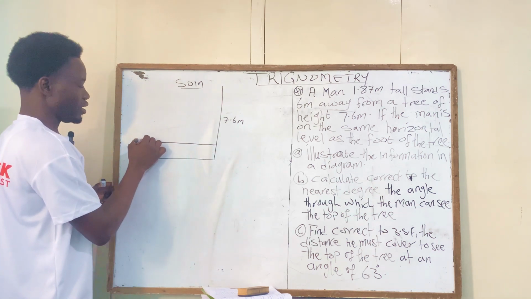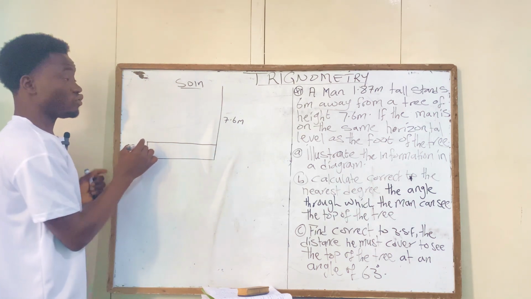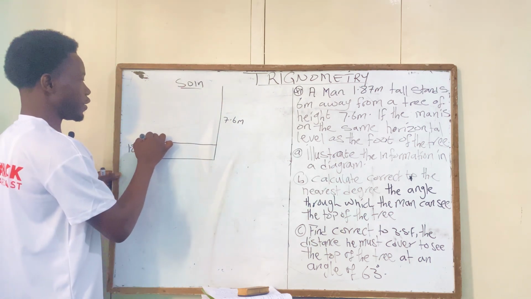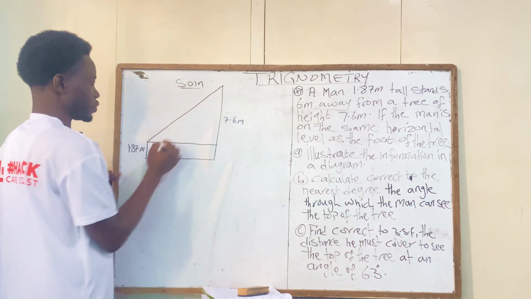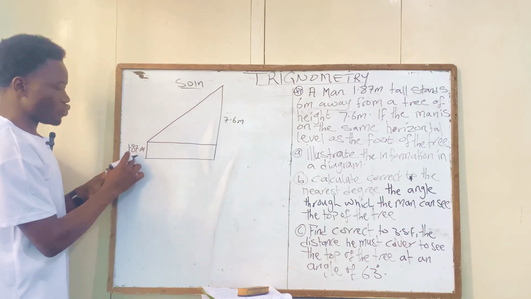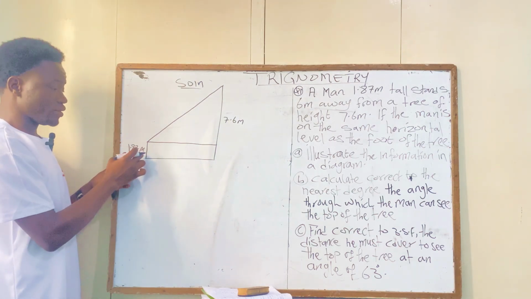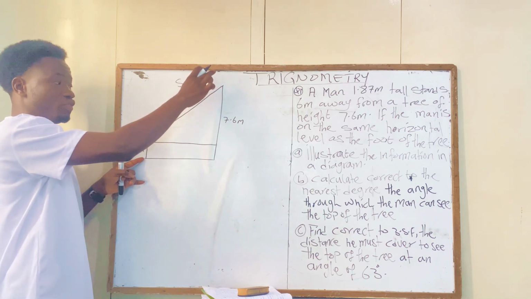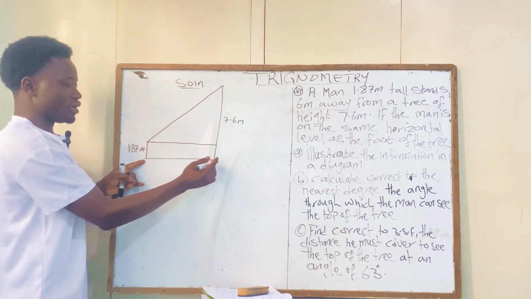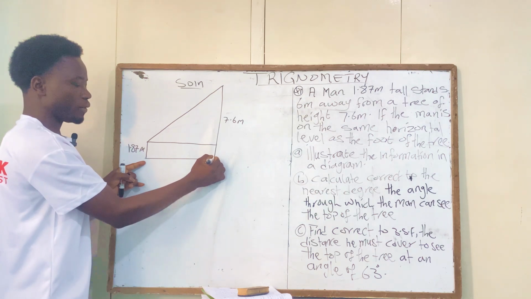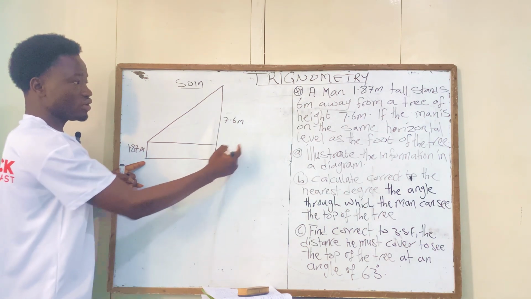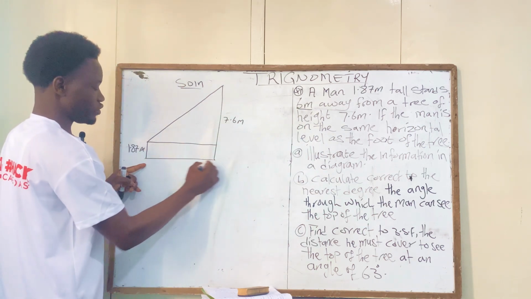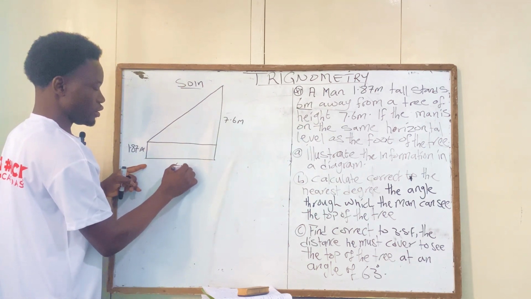Now from here, the man is looking at the top of the tree, so I can join it from here. So this is the height of the man because he's standing on the same horizontal ground, and this is the eye level. He's looking at the top of the tree. Now, the tree root is somewhere here, and the man is standing 6 meters away from that, so from here to the other end is 6 meters.